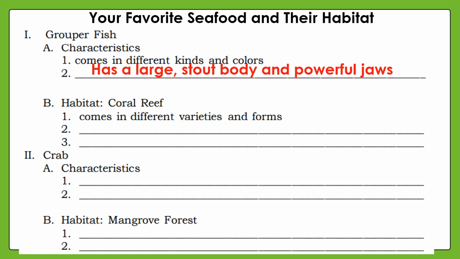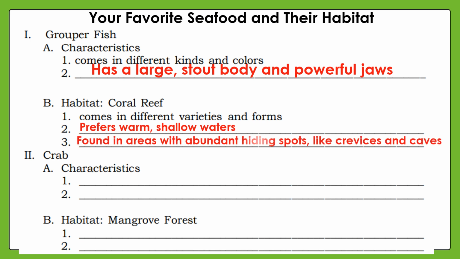B. Habitat, coral reef. Number 1, comes in different varieties and forms. Number 2, prefers warm and shallow waters. Number 3, found in areas with abundant hiding spots like crevices and caves.